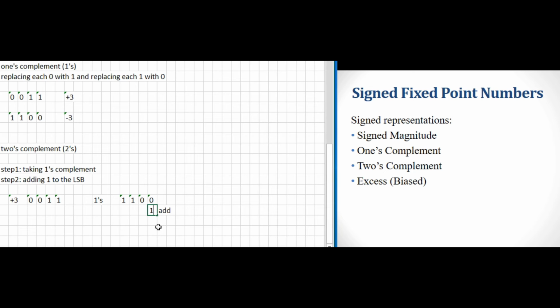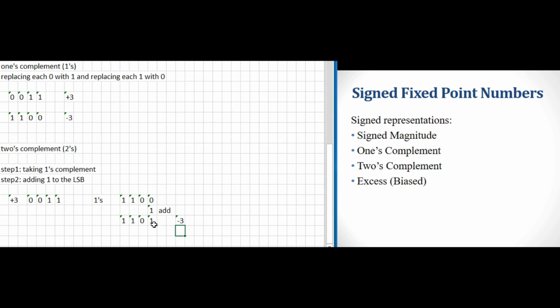So the result will be, now 1 plus 0 is 1, and here we have 0, and here we have 1, and here we have 1. So that means this is the minus 3 here in the 2's complement. So this is the minus 3 in 2's complement.